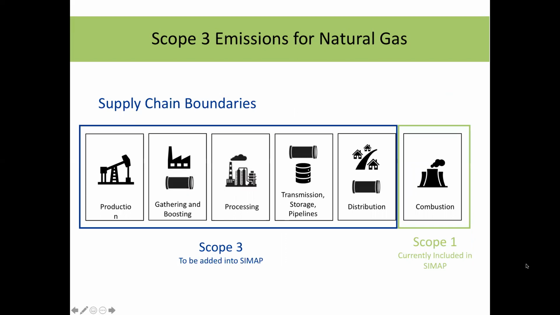So the supply chain for natural gas is broken up similarly to that of fuel oil. It is important to note that for natural gas, there's significantly more pipelines because that's how it is transmitted. Generally, it doesn't use as many tanker trucks as fuel oil. So there's a lot more pipelines, which could lead to more leakage.